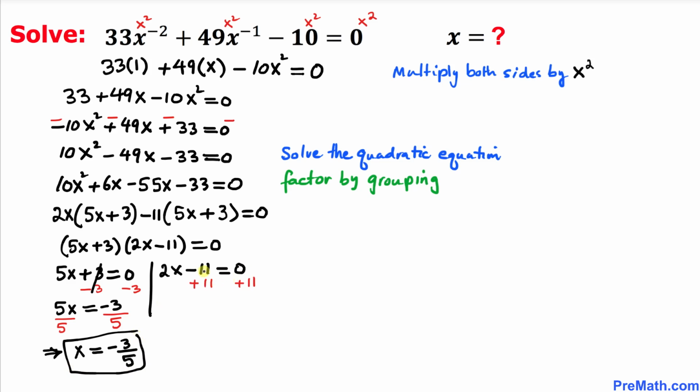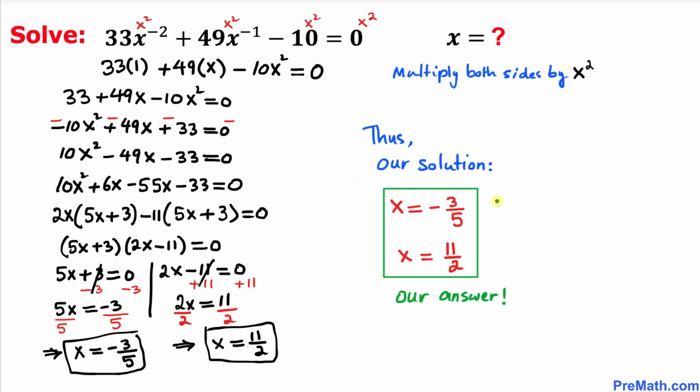And now let's focus on this next equation. Let's add 11 on both sides. This is gone, so we get 2x equal to positive 11. If I divide both sides by 2, our x value turns out to be simply 11 divided by 2, and this is our next solution. Thus our solutions turn out to be x equal to negative 3/5, and the other one is 11/2.